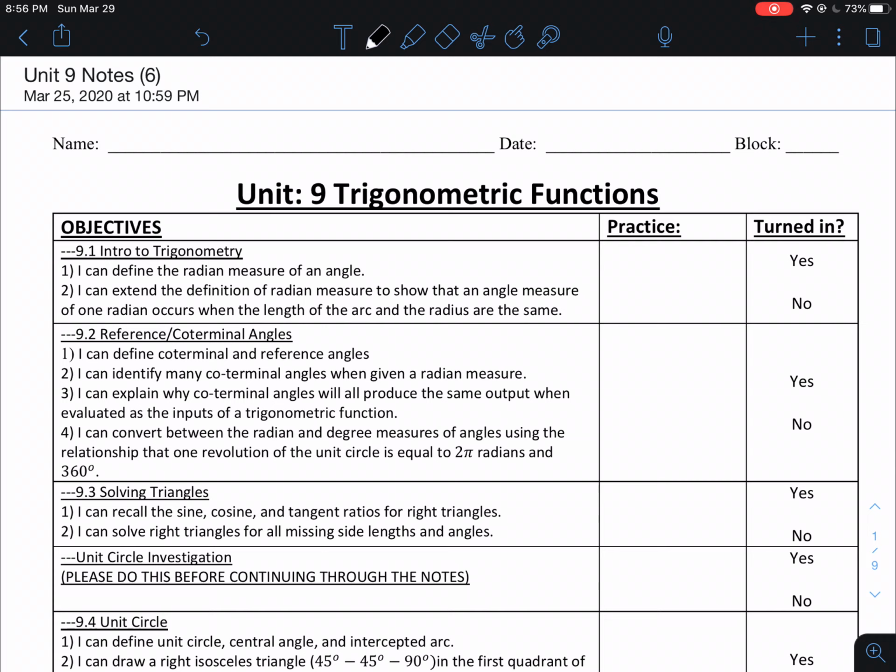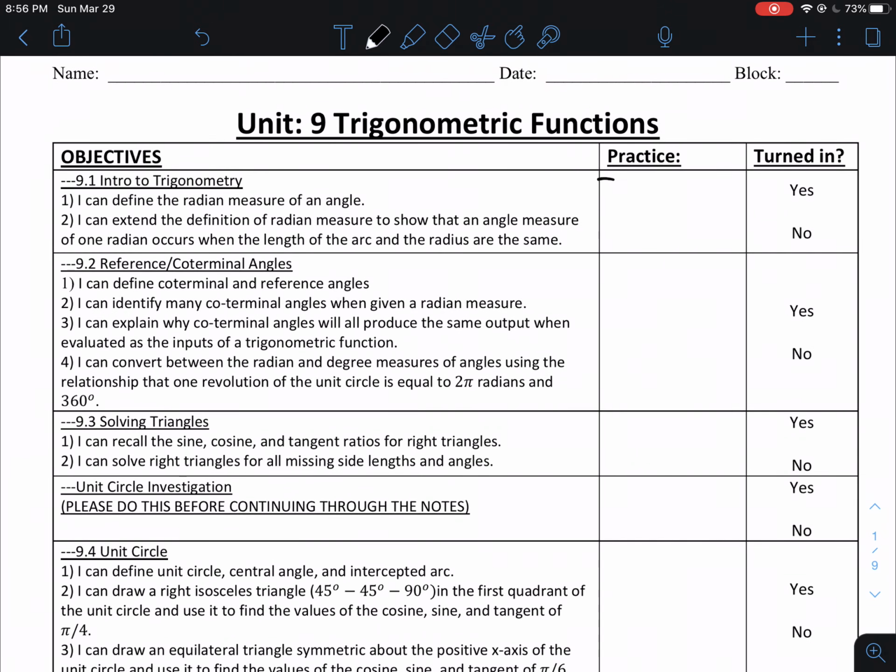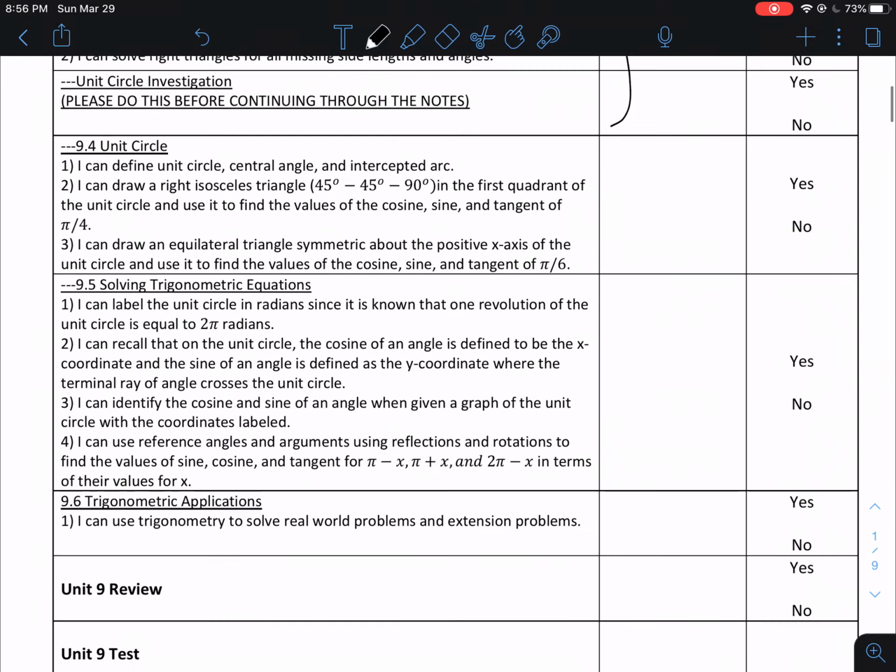This will be the first video out of 3 that'll be posted this week. This one's going to be on the Intro to Trigonometry. You'll have another one that'll be posted referencing coterminal angles, solving triangles, and then unit circle investigation. So basically this right here is kind of what we're looking at for this week. So that being said, let's get into things.